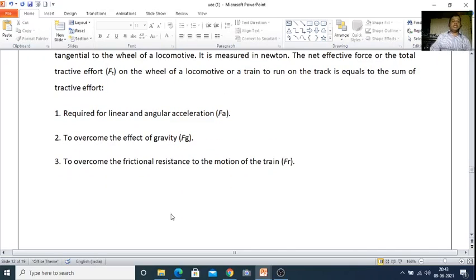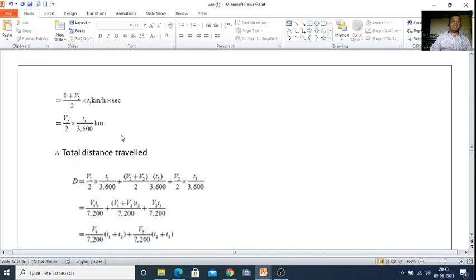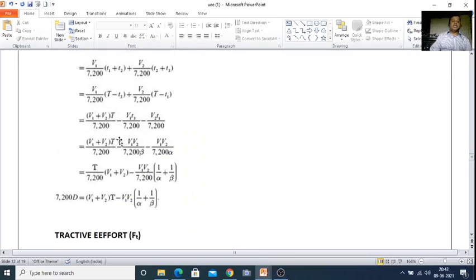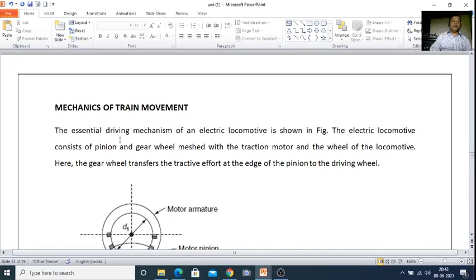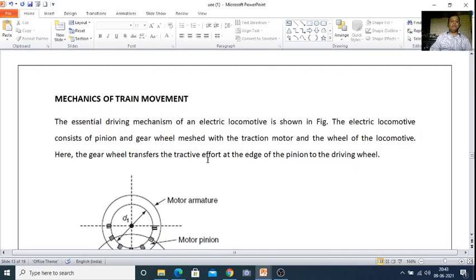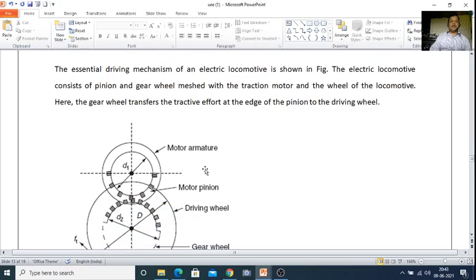We see here these things being discussed. Now the mechanics of train movement. The essential driving mechanism here deals with the mechanics of train movement. The essential driving mechanism of an electric locomotive is shown in the figure given below. The electric locomotive consists of a pinion and gear wheel meshed with the traction motor and the wheel of the locomotive. The gear wheel transfers the tractive effort at the edge of the pinion to the driving wheel.